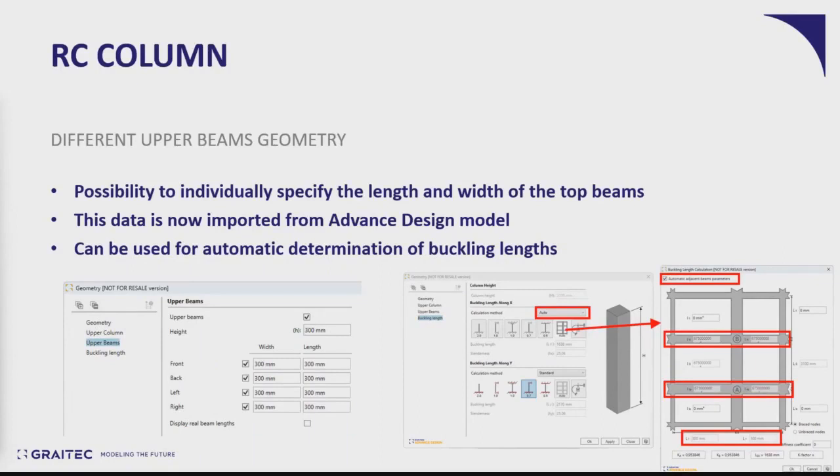This beam geometry data is now automatically transferred to the window for automatic determination of column buckling lengths, if the auto method is selected. If the auto method for the column buckling length is selected, then moments of inertia and beam lengths are filled automatically into this dialog.